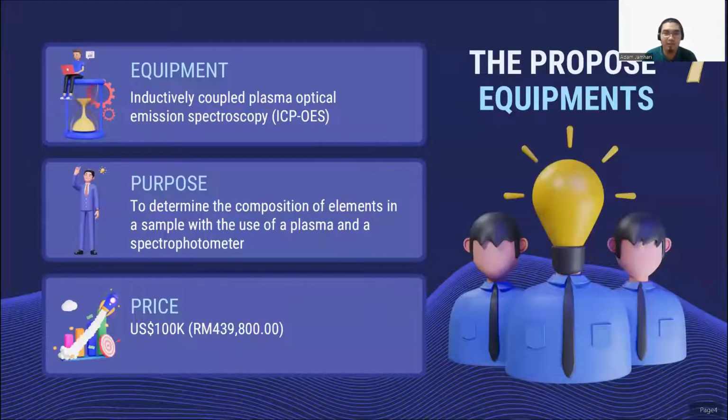Now, for the equipment, the first equipment that we are going to use is ICP-OES. It's inductively coupled plasma optical emission spectroscopy. The purpose of this machine is to determine the composition of elements in a sample with the use of a plasma and a spectrophotometer. The price for this equipment is around 100,000 US dollars or 439,800 ringgit Malaysia.